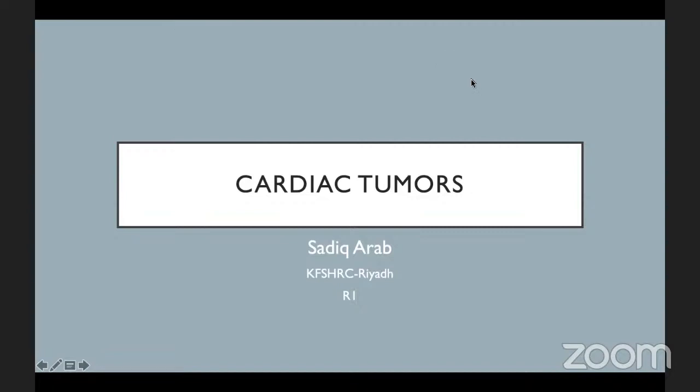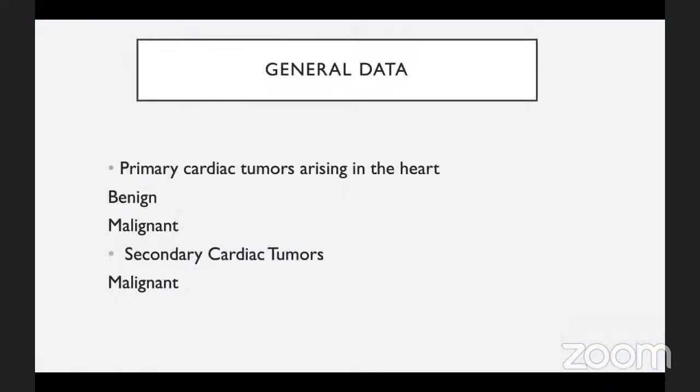Okay, salam alaikum everybody. Today I'll be presenting about the cardiac tumors. The cardiac tumors are mainly classified into benign and malignant. We have the primary and the secondary. For the primary, we have benign and malignant, and the secondary are malignant.